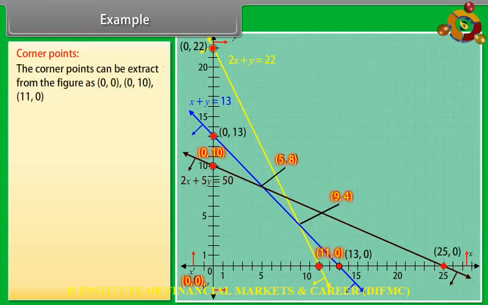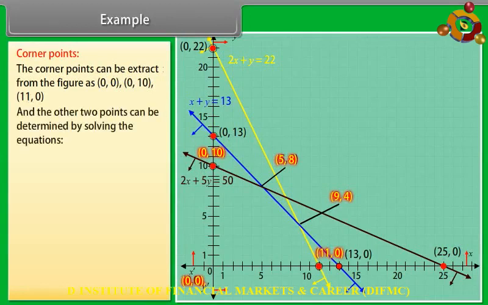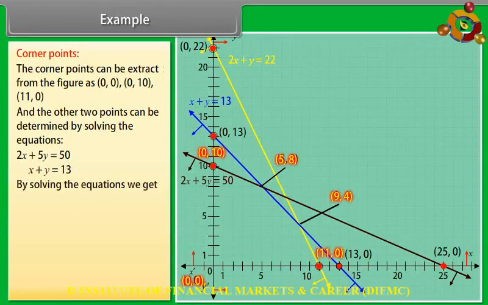The corner points can be extracted from the figure as 0, 0, 0, 10, 11, 0, and the other 2 points can be determined by solving the equations. 2x plus 5y is equal to 50, x plus y is equal to 13. By solving the equations, we get 5, 8.